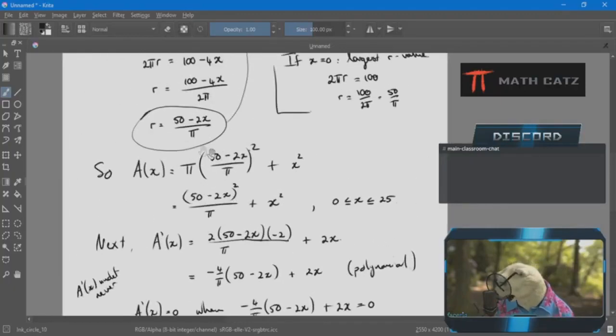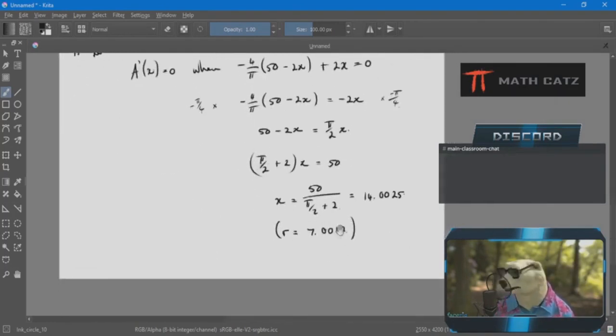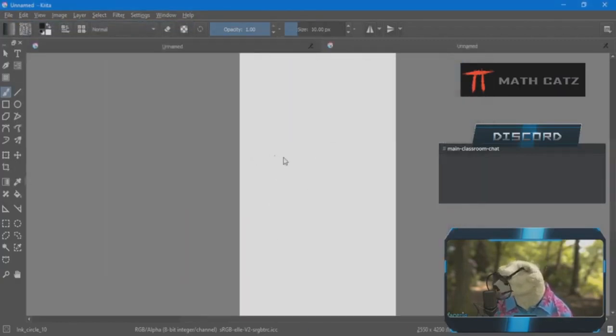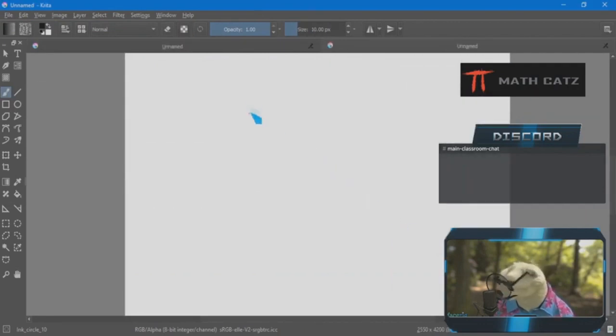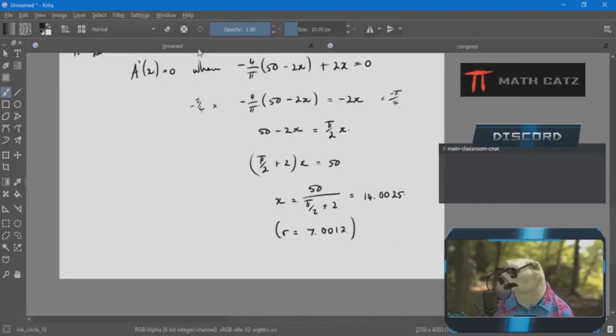And that is when I put in this in the circle. 50 minus 2 times x, which is 14 point something, divided by pi. Okay, there it is. MathBot doesn't want to show anything in the screen right now. So let's maybe make a new page here. I don't want to try and squeeze everything in when I don't need to. That way we have a lot of space and no issue at all.